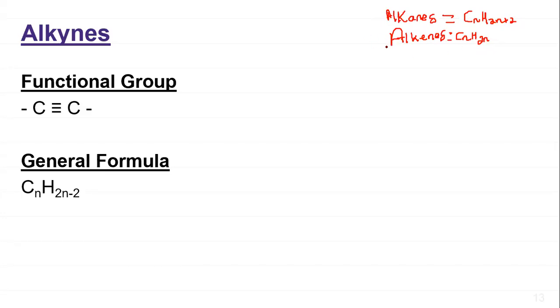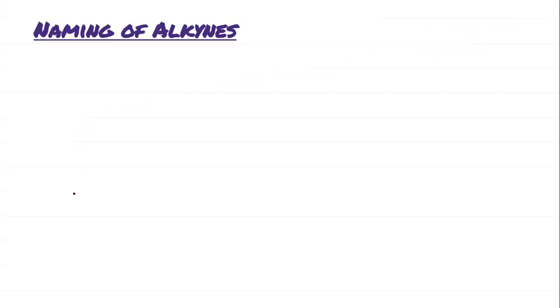So when I go to alkynes, what am I doing now? I'm doing the same thing. I'm now taking this one and I'm subtracting a 2. So it then becomes CnH2n minus 2. In other words, to go from alkanes to alkenes, you subtract a 2 from alkanes. To go from alkenes to alkynes, you subtract a 2 from alkenes. So the general formula of alkynes is then CnH2n minus 2.